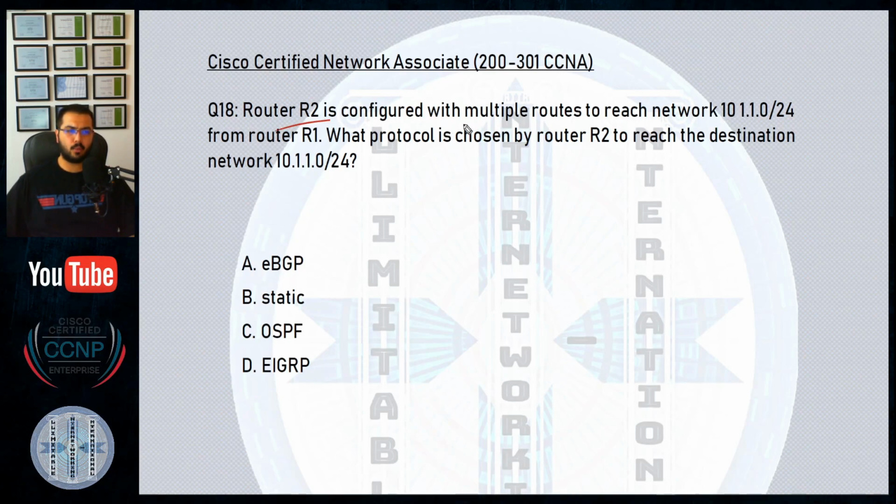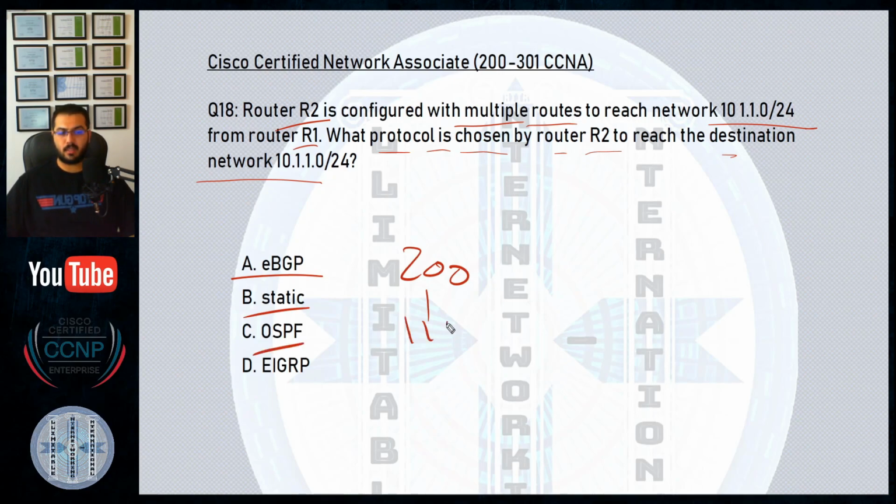Router R2 is configured with multiple routes to reach this network from R1. What protocol is chosen by R2 to reach the destination? See, both of them have the same subnet mask. Will it be eBGP that has an AD of 200? Will it be static that has 1?